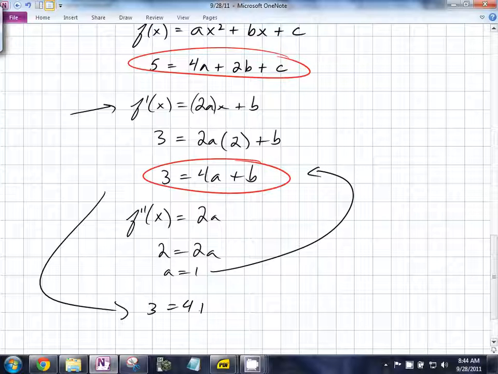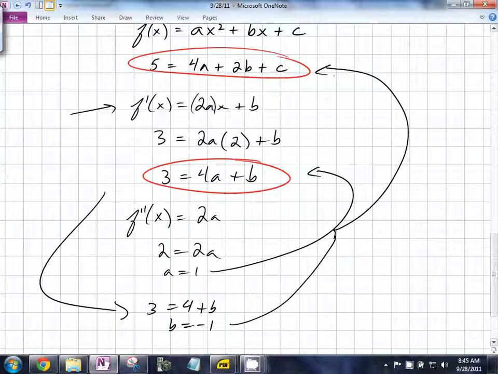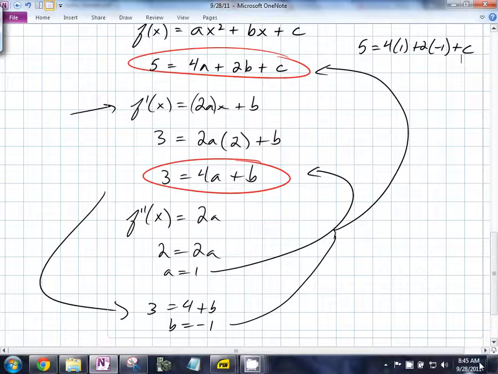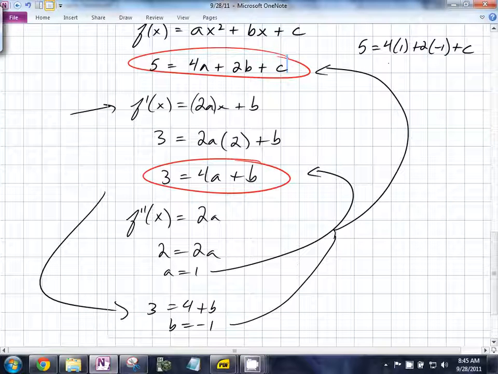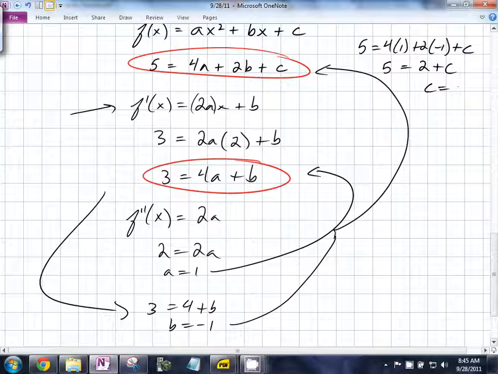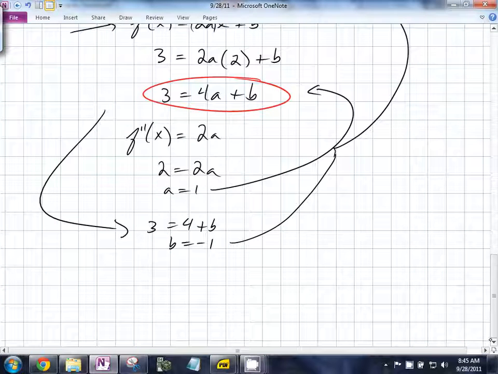So now you take both of these things and do what? Plug it into there, and you end up with 5 is equal to 4 times 1 plus 2 times -1 plus c. So you get 5 is equal to 2 plus c, so c is equal to 3. So the answer to this question is f of x is equal to x squared minus x plus what? 3. There it is.